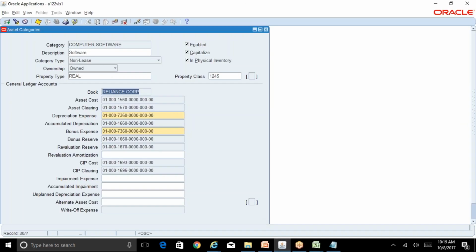And then enter different details like asset cost account, asset clearing account, depreciation account, accumulated depreciation account, bonus expense account, revaluation reserve, CIP asset, and so on. I'll get into all these details once we do a data entry. When I'm doing a data entry, I'll explain the journal entry. When I add an asset, asset cost will be debited and clearing will be credited, and these two are being picked up from here. When I do a depreciation calculation, depreciation account will be debited and accumulated depreciation will be credited. These two are being picked up here. When I add a CIP asset, I'll explain what a CIP asset is. CIP asset will be debited and clearing account will be credited. So all these things are being picked up here.